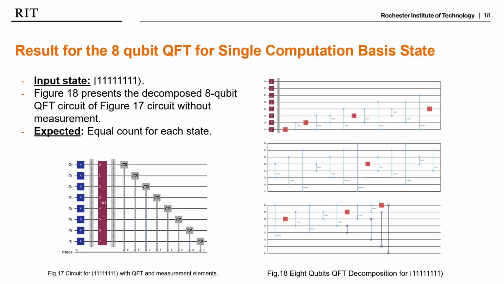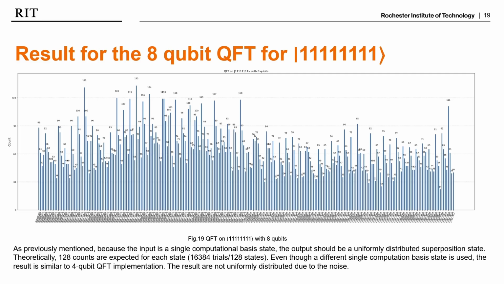Beyond the Qiskit exercises, I implemented an 8-qubit version with different states. For the single computational basis state, the input state selected was 1,1,1,1,1,1,1,1. Figures 17 and 18 show the Qiskit circuit implementation. It's expected that each state will have equal count after the measurement. The result is a uniformly distributed superposition state. 16,384 trials were made for 128 unique states for this experiment. Expected 128 for each, which is close, but due to the noise, the data fluctuates.